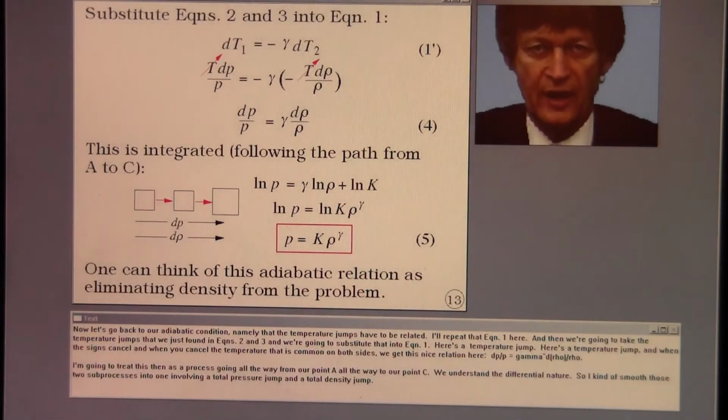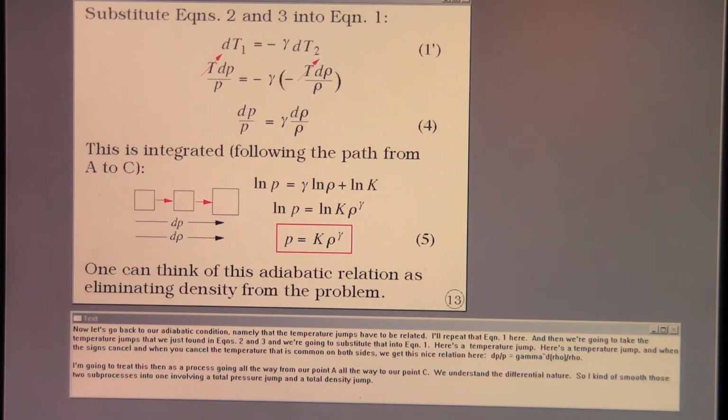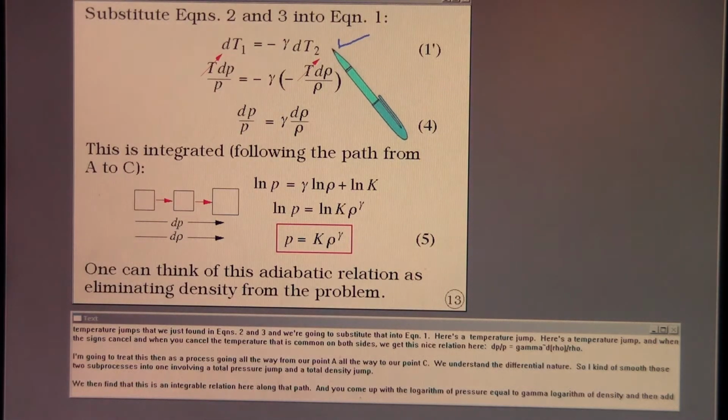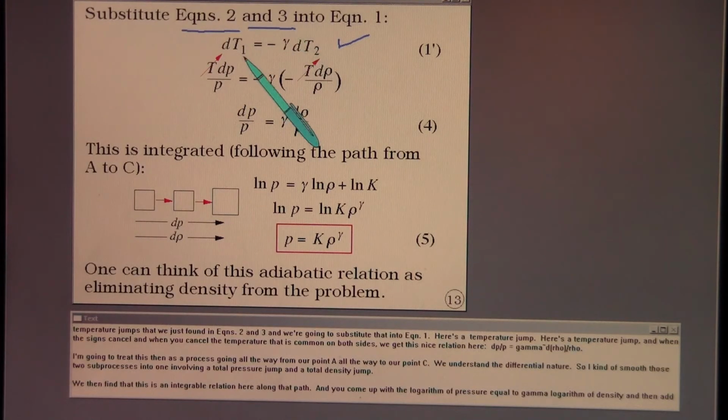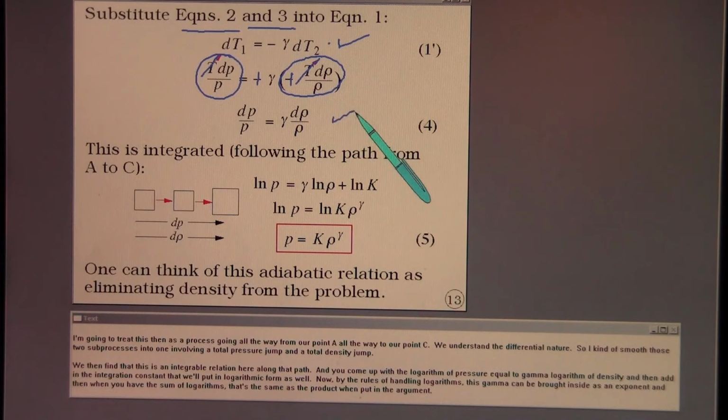Now let's go back to our adiabatic condition, namely that the temperature jumps have to be related. I'll repeat that equation number 1 here. And then we're going to take the temperature jumps that we just found in equations 2 and 3, and we're going to substitute that into equation 1. Here's a temperature jump, here's a temperature jump. And when the signs cancel, and when you cancel the temperature that's common on both sides, you get this nice relation here: dP over P equals gamma d rho over rho.